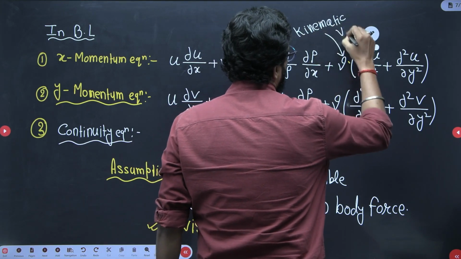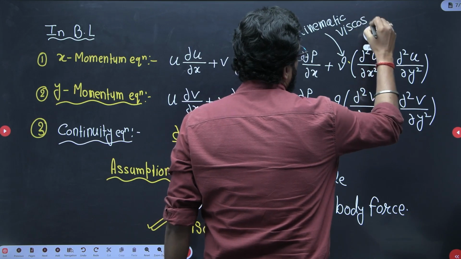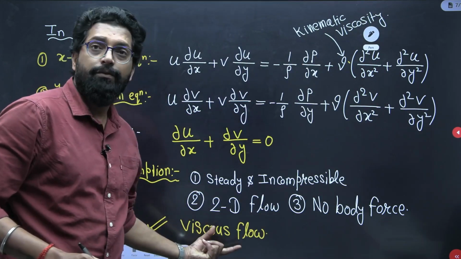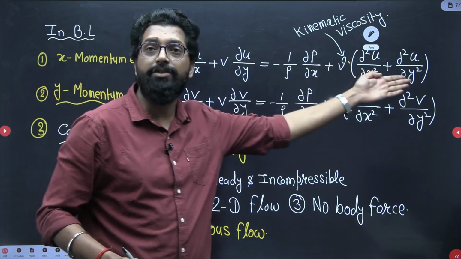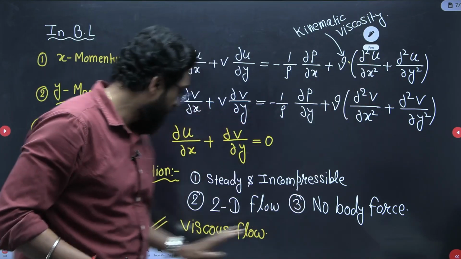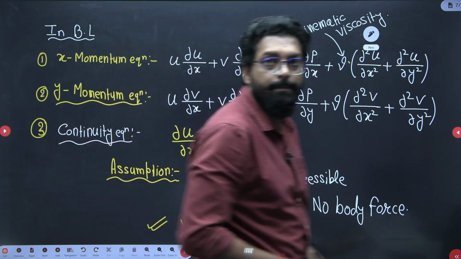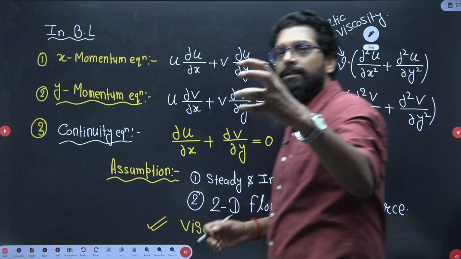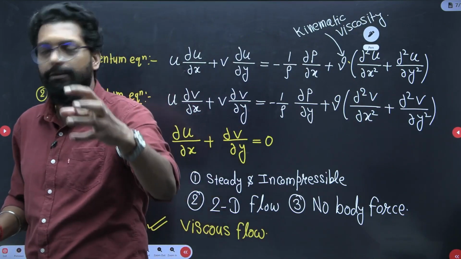Kinematic viscosity. So if there is no viscosity, it is an inviscid flow and the diffusion term is 0. But here it is present, so we consider the flow to be viscous. Now, with the help of these three equations, we have to categorize the boundary layer theory.